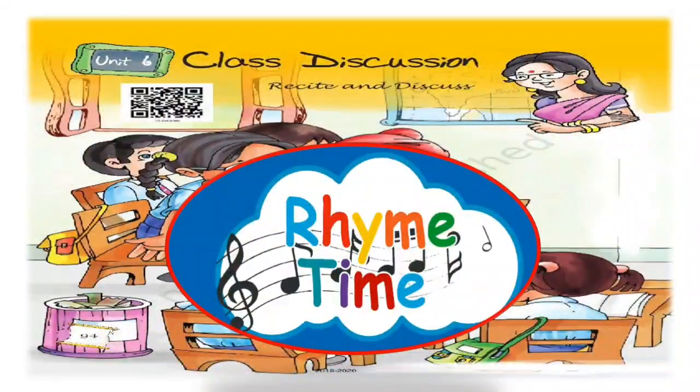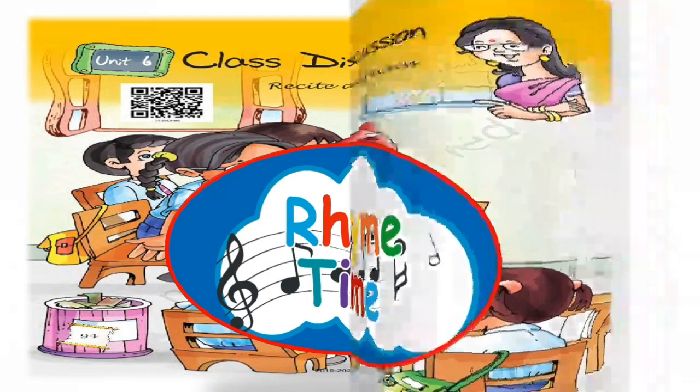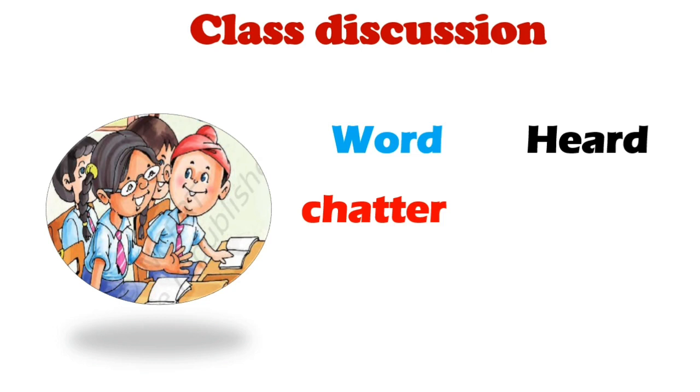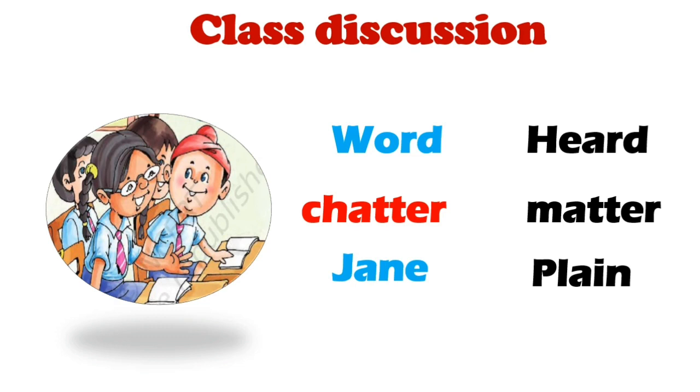Now friends, it is time for rhyming words, or rhyme time. We have to find out the rhyming words from the poem. The word is word, W-O-R-D, and its rhyming word is heard. Chatter, and the rhyming word is matter. Jane, rhyming word is plain. Low, rhyming word is no.